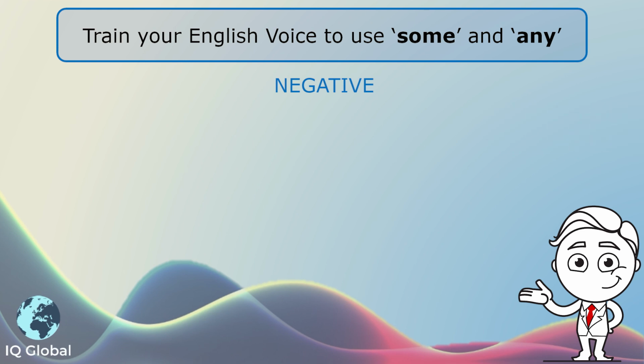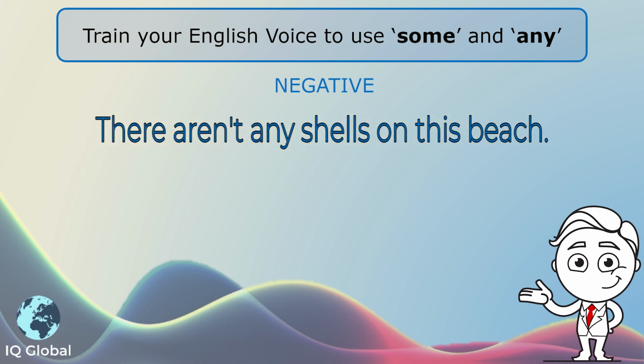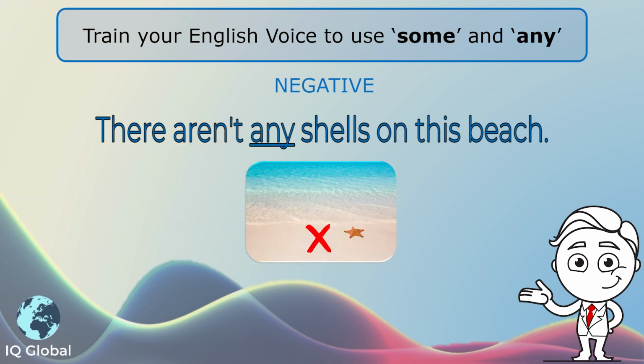Let's have a look at another example. There aren't any shells on this beach. We have the word aren't, which makes it a negative sentence, so I use the word any. So there are 0 shells on this beach. The quantity is 0. There aren't any.